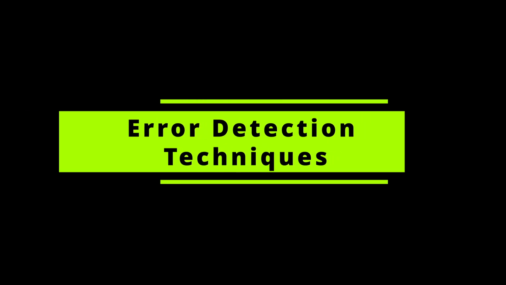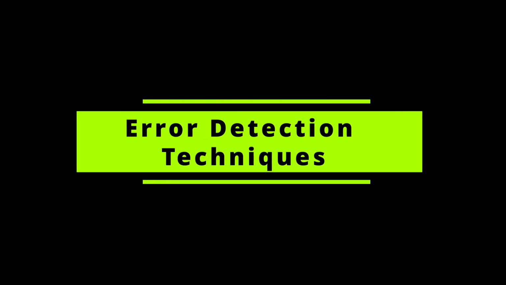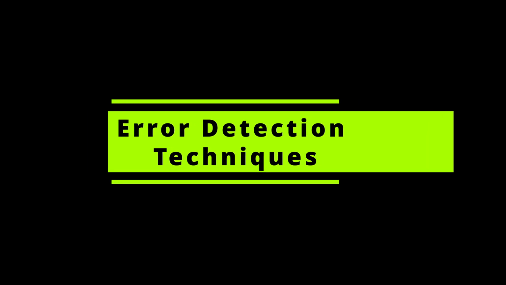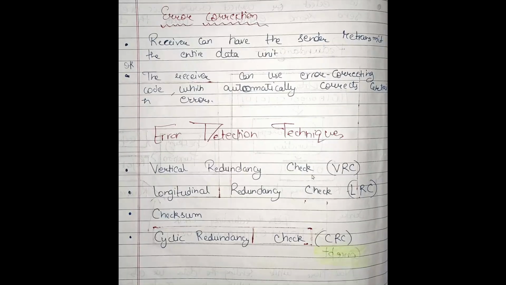Hello guys, in the previous video we read about various things in which error detection techniques were involved. These were vertical redundancy check (VRC), longitudinal redundancy check (LRC), checksum, and cyclic redundancy check (CRC). These were the four error detection techniques that we talked about. Now in this video we are going to elaborately discuss each of them.